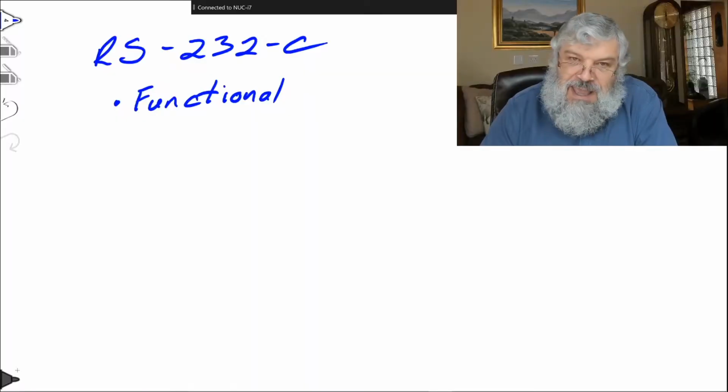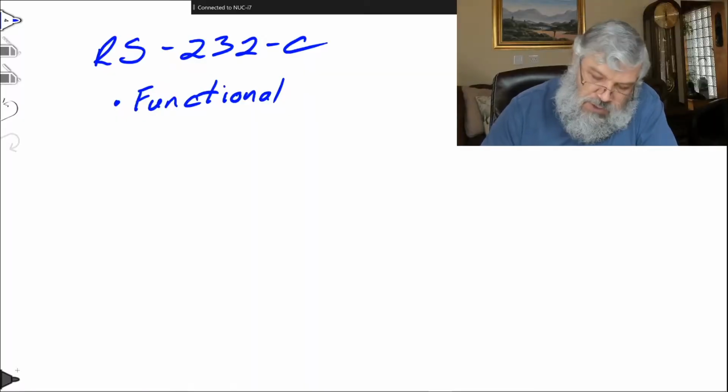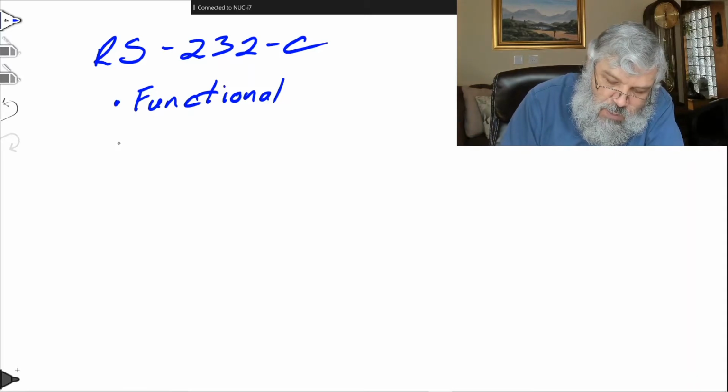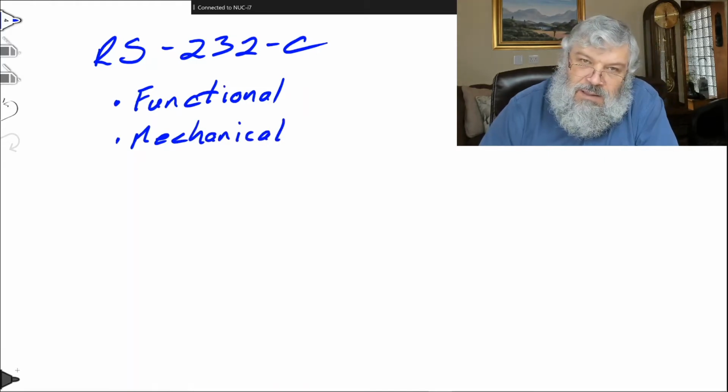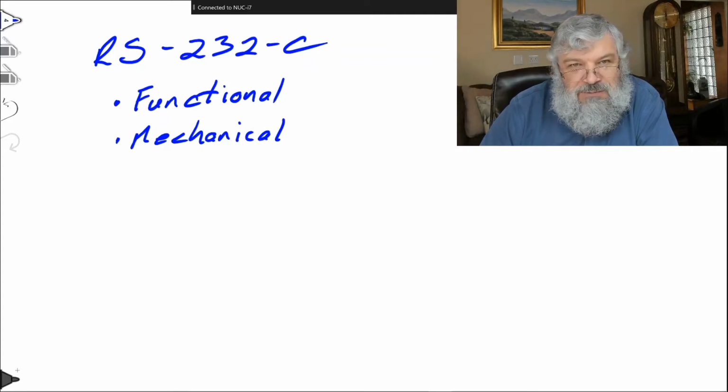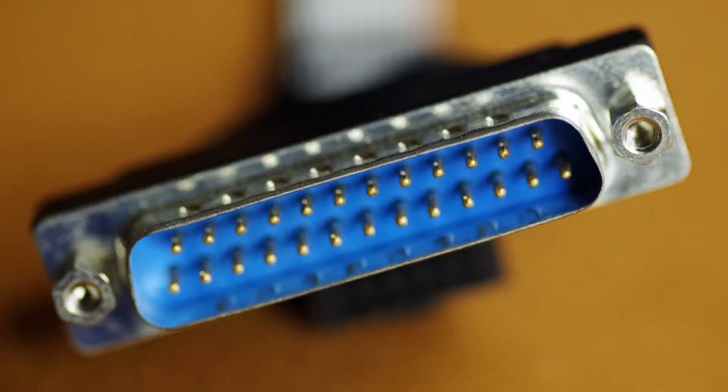The second aspect of RS232 that was to be specified was the mechanical aspects. Mechanical, what does the plug or the connector look like? The original standard said that you needed to use a so-called DB25 connector. It looks like the letter capital D if you look at it from the side, and it has 25 pins in it. And that is what was supposed to be used. We'll touch on this again in a more modern context in a moment or two.